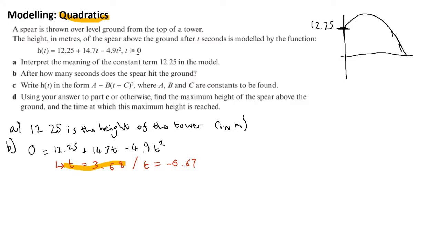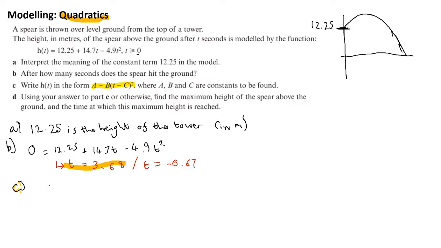Right, part C. What are we being asked to do here? Right, write h(t) in the form a minus b(t minus c) squared, where a, b and c are constants to be found. Right, what we want to be doing is recognising what this form is. So this form here is our completed square form. We want to complete the square, so that's the expression we've got.